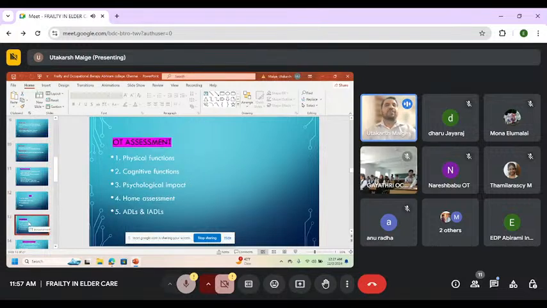Now, different OT assessments: physical functions, cognitive functions, psychological impact. Home assessment. Home assessment is something where you can start the time you enter the patient's home. Just when you enter the patient's home, see where they have side rails. Do they have any steps? And are the side rails on the right side or left side? Because at times you'll have a patient who has a knee injury, like total knee replacement. So whether it's right or left, in those cases, you have to see whether the side rails are on the right side or left side. Then simple ADLs and IADLs.